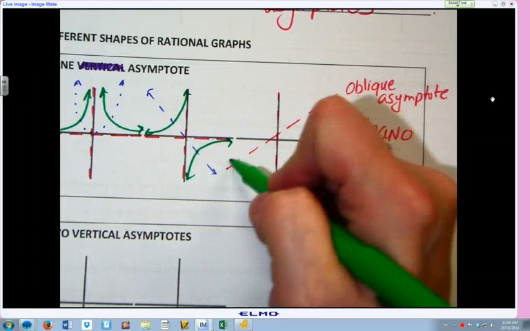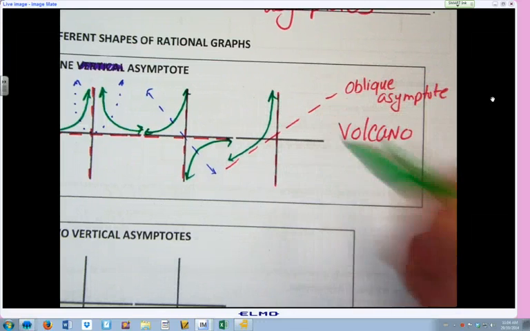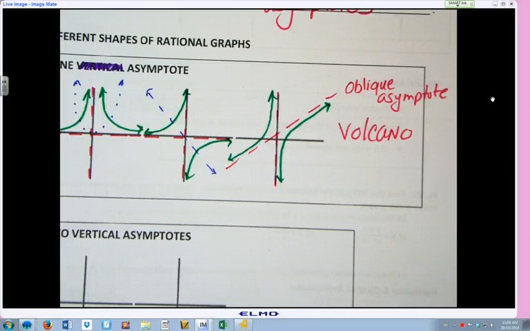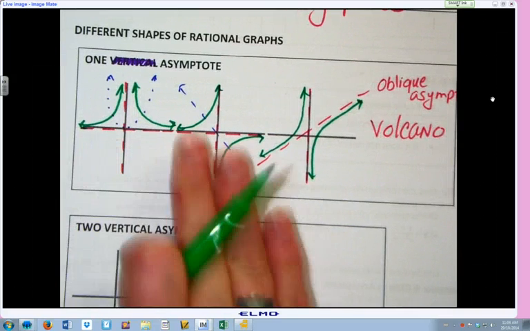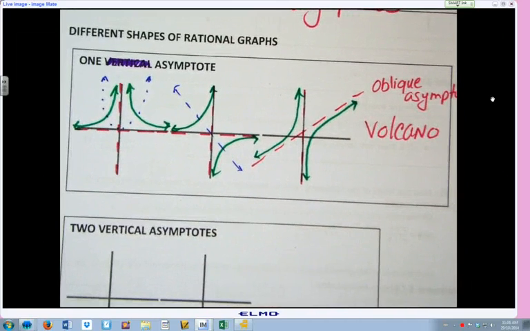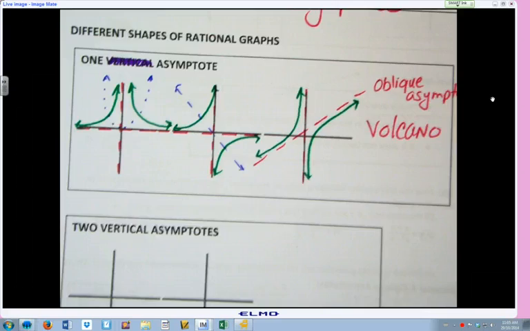And so you end up getting part of the volcano on one side and part of the volcano on the second. Okay, so very similar to the second graph, it's just following a slanted asymptote as opposed to a horizontal asymptote. Okay, so we talked volcano last year. We talked the first variation. This one is new. First time you've seen it with an oblique asymptote. Kind of coming back a little bit, maybe.